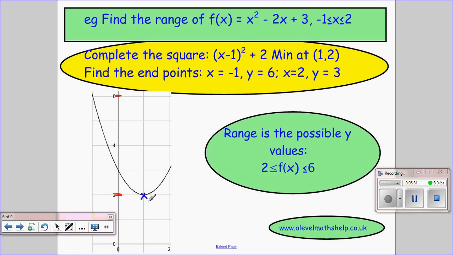So we've got it here, and then we look, what's our range for y? What possible values could y have? So the smallest value y could be is 2, and the biggest value y could be is 6. So our possible values for y are between 2 and 6.